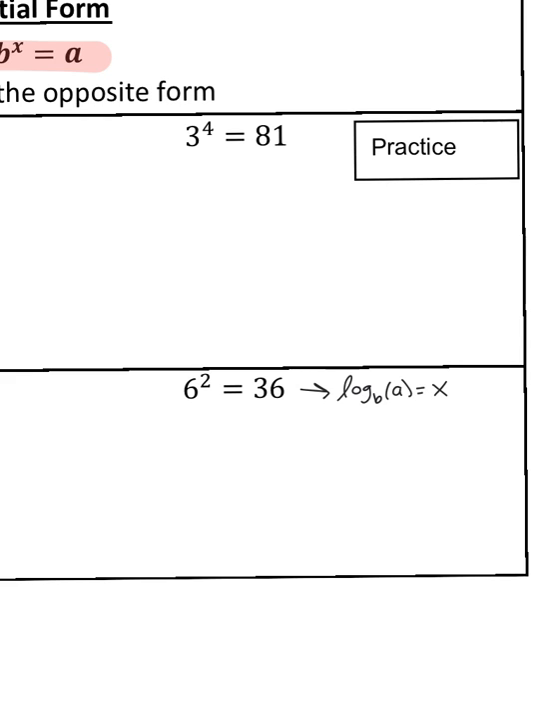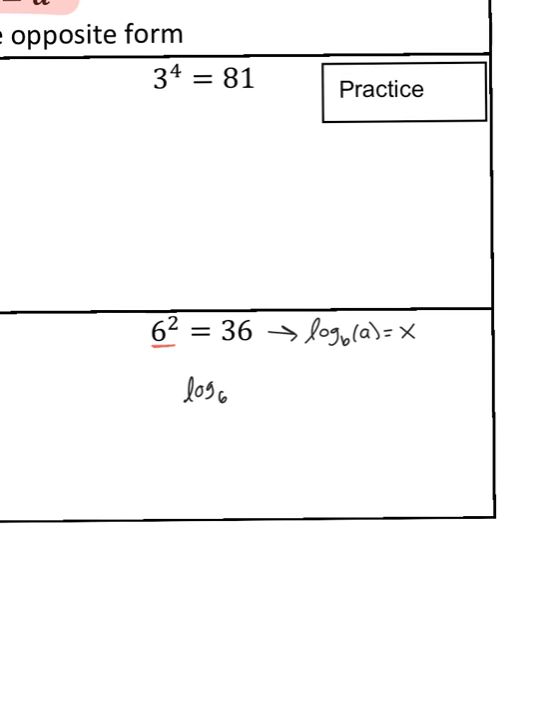So the easiest part is the base. The base here is 6 because that's what has the exponent attached to it. So this is going to be a log base 6. The exponent here, this is representing x. And then the 36 that's here, this is representing a. So this is 36, and then the x is equal to 2. So this would be log base 6 of 36 equals 2.